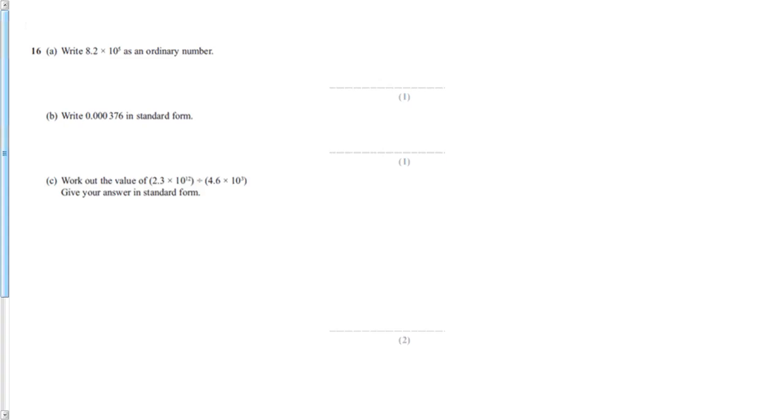Okay, question 16. We've got to write 8.2 times 10 to the power of 5 as an ordinary number. So this is standard form. So what we do is we write 8.2, and there's a couple of ways of doing this. Now, the way I've always done it is 8.2, then stick a bunch of zeros on. And I use this as my line of workings.